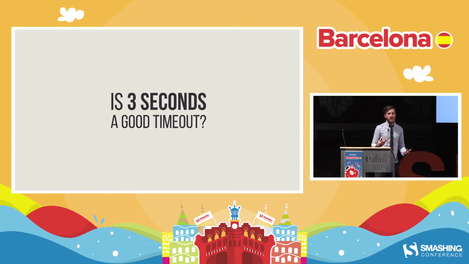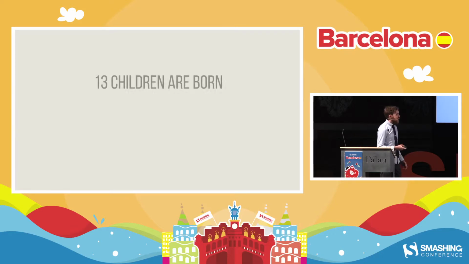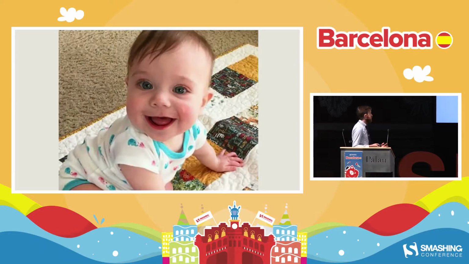So is 3 seconds a good timeout to show our fallback text? So worldwide, every 3 seconds, 13 children are born. I'm a new father, so here's mine. Pander to the audience. No one wants to see your kid. Okay, yeah, that's harsh, but okay.